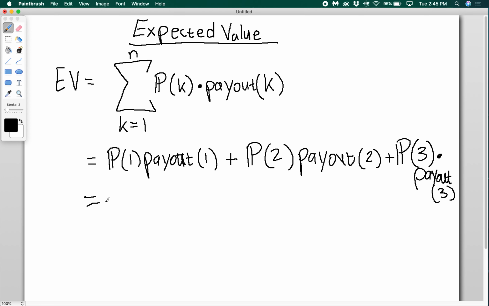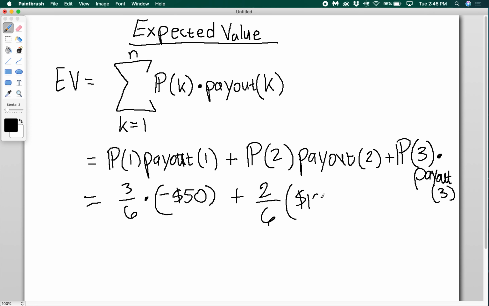And then we ended up with what we had. We said, well, the probability of losing 50 is 3 out of 6 times the payout is negative 50. Then plus the probability of outcome 2, which is winning $10. I have the probability of that happening is 2 out of 6 times $10. And then finally, I have a 1 in 6 chance of outcome 3, which is winning $100, and the payout for that is $100. Okay, so that's what this sum means: basically you plug in 1, and then you plug in 2, and then you plug in 3.